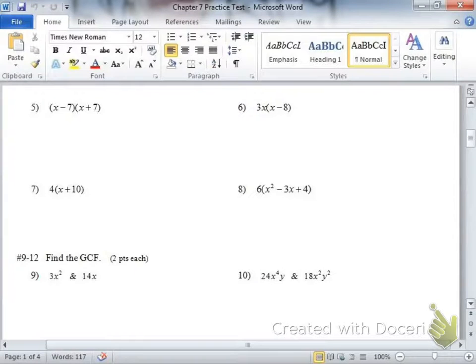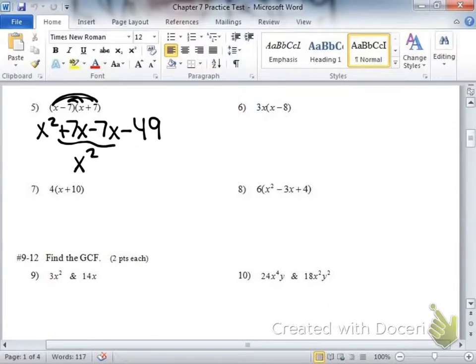Alright, so number 5, again we're going to double distribute. X times x is x squared. X times 7 is plus 7x. Distribute the negative 7 as well. Negative 7 times x is negative 7x. And negative 7 times positive 7 is negative 49. We've got like terms in the middle here. That's going to be x squared minus 49 because 7x minus 7x is 0x. And you don't need to write 0x. You can just leave the x term out.